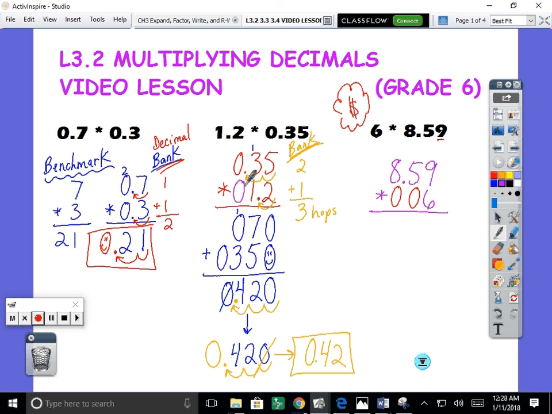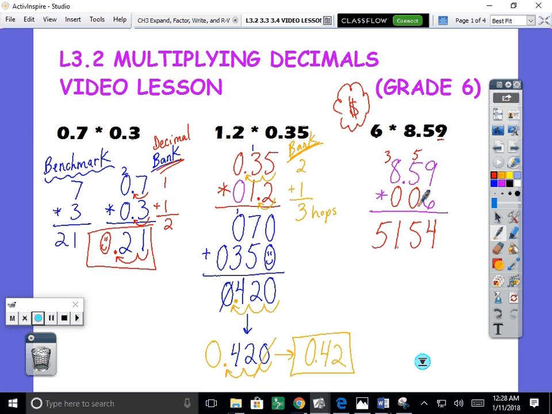Well, let's give it a try. What we'd say is 6 times 9 is 54. We keep the 4, regroup the 5. 6 times 5 is 30, plus 5 more, 35. We'll keep the 5, regroup the 3. 6 times 8 is 48, but I have to add 3 more. 49, 50, 51. 51. Whoa, this doesn't look much like money at all.